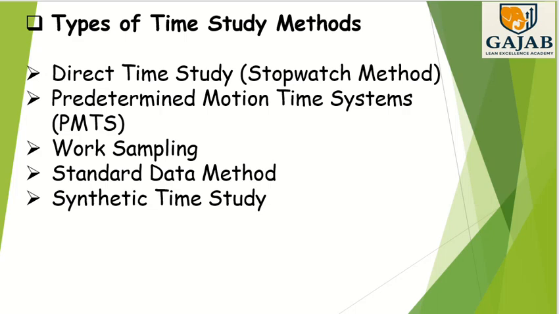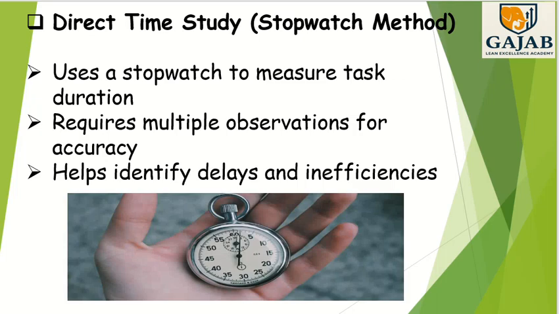Let's explore this in detail. First one is the direct time study, also known as the stopwatch method. The stopwatch method is a technique used to measure the time taken by a worker to complete a specific task. It involves using the stopwatch to record the duration of each element of the job multiple times to ensure accuracy, and the observed time is then adjusted using the performance rating factor to determine the normal time. Allowances for fatigue, delay and personal needs are added to calculate the standard time. This method helps in setting benchmarks, improving productivity and optimizing work processes.